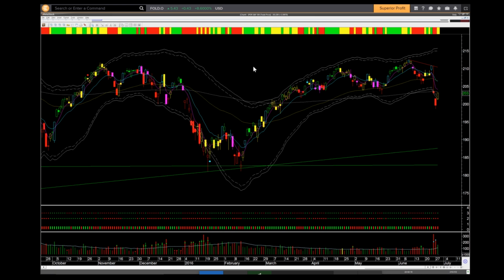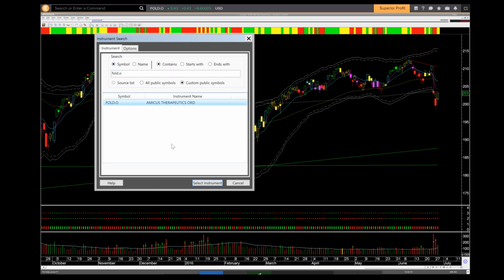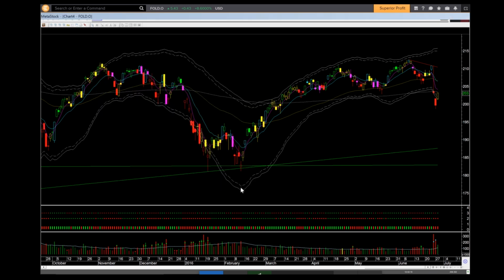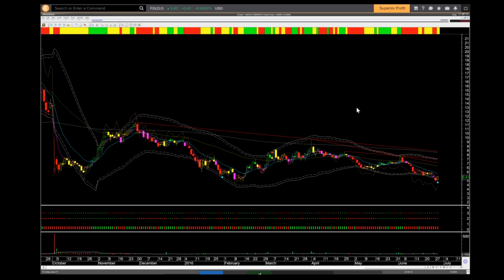We just saw Fold gained a lot today, so why don't we look at Fold? So in MetaStock you can just start typing the symbol, and it will show up. You can start typing by symbol code or by symbol name and it will show up. You can select the instrument and it will refresh the chart with the new symbol. Okay, that's good.